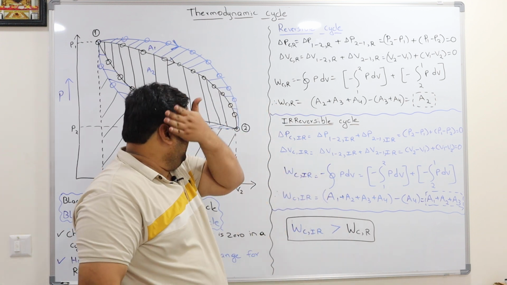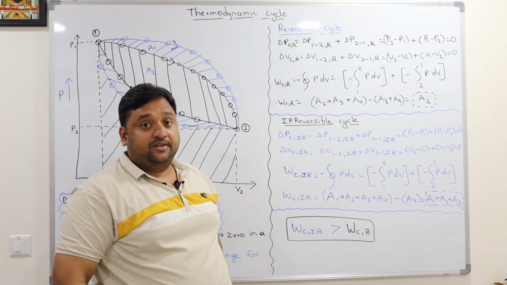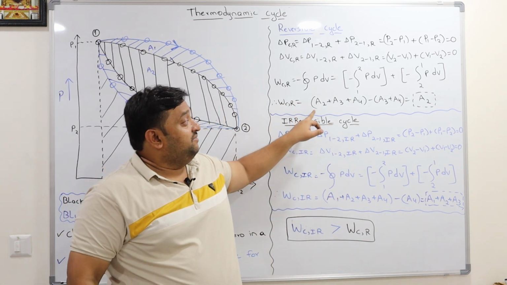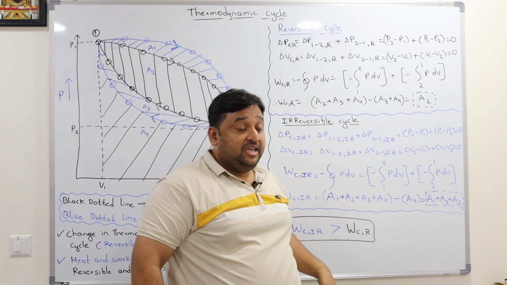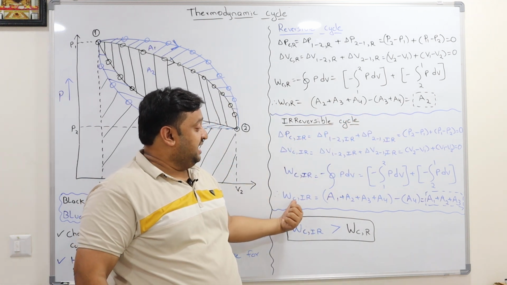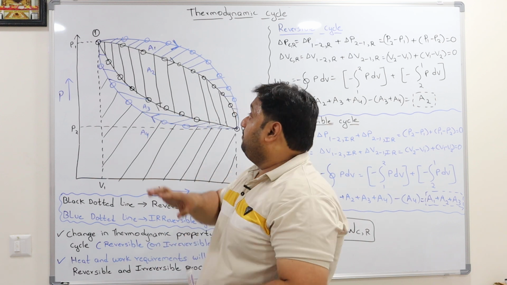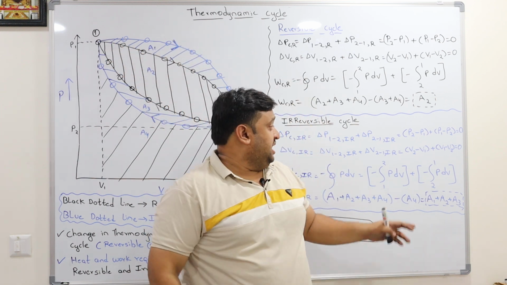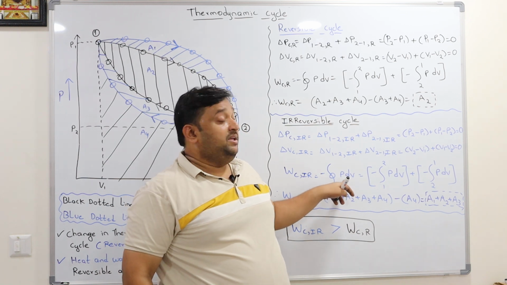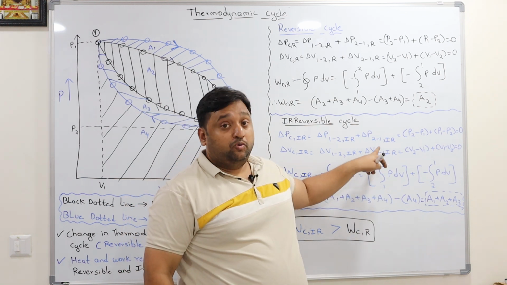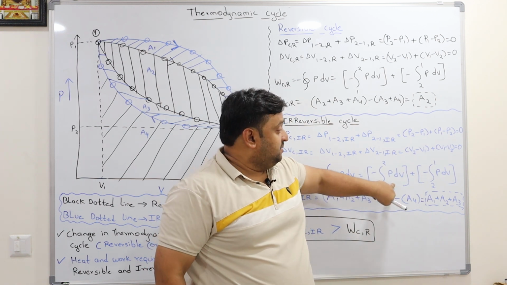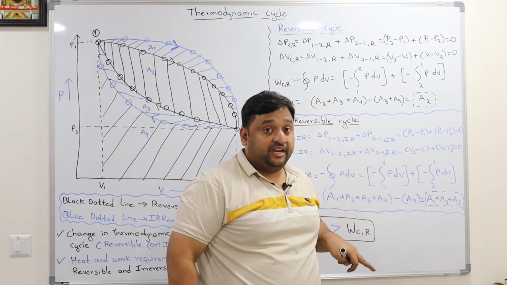Let us talk about the work. Just like we have discussed the work in a cycle for the reversible one, A2, let us see what is the work in a cycle in an irreversible one. That means you're talking about this blue one. Similarly, the integral of P dV is from state 1 to state 2 plus state 2 to state 1. If you're taking this as a positive, you have to take this as a negative.